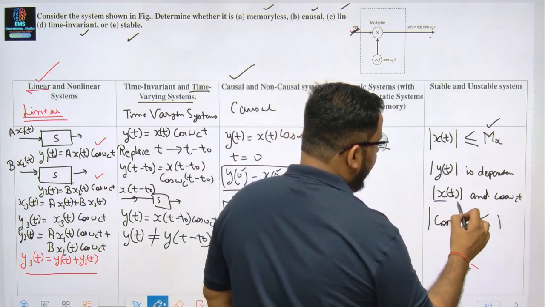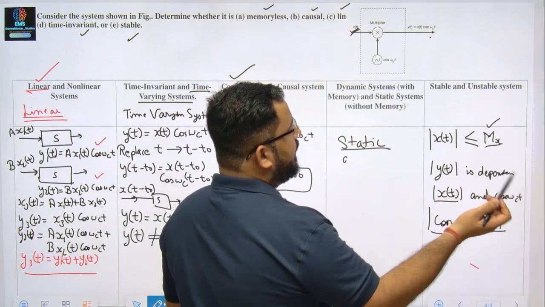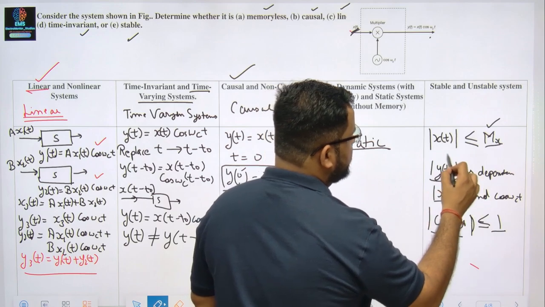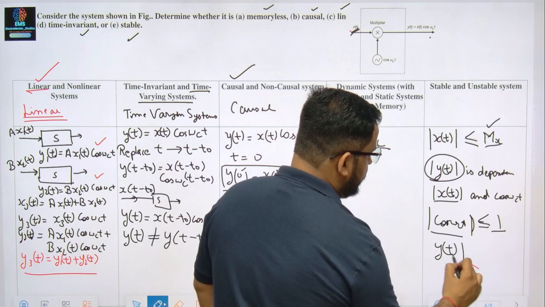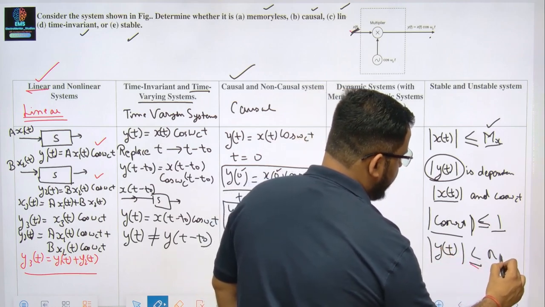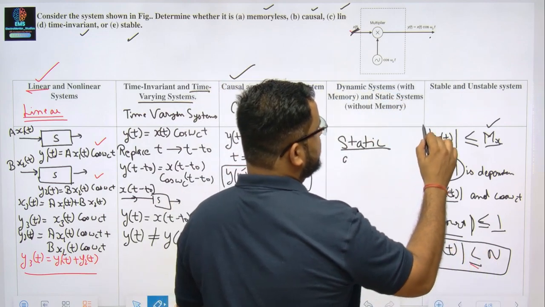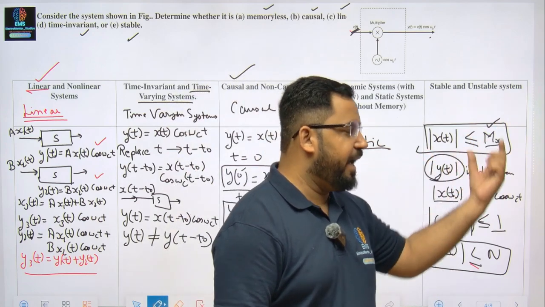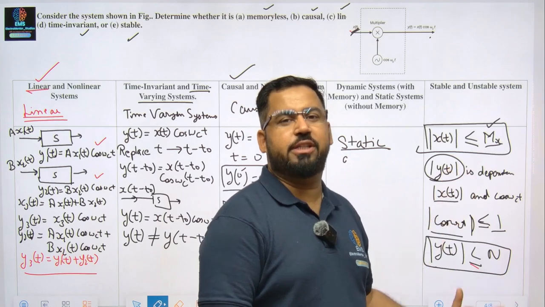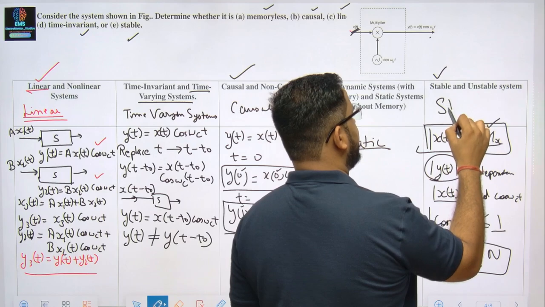So if x(t) is a finite number and cos(ωct) is a finite number, the multiplication of two finite numbers is going to give me a finite magnitude, let us say some magnitude N. So y has a finite magnitude, and I've considered my input to be a bounded input having magnitude Mx. Hence a bounded input is giving me a bounded output, and the system becomes stable.